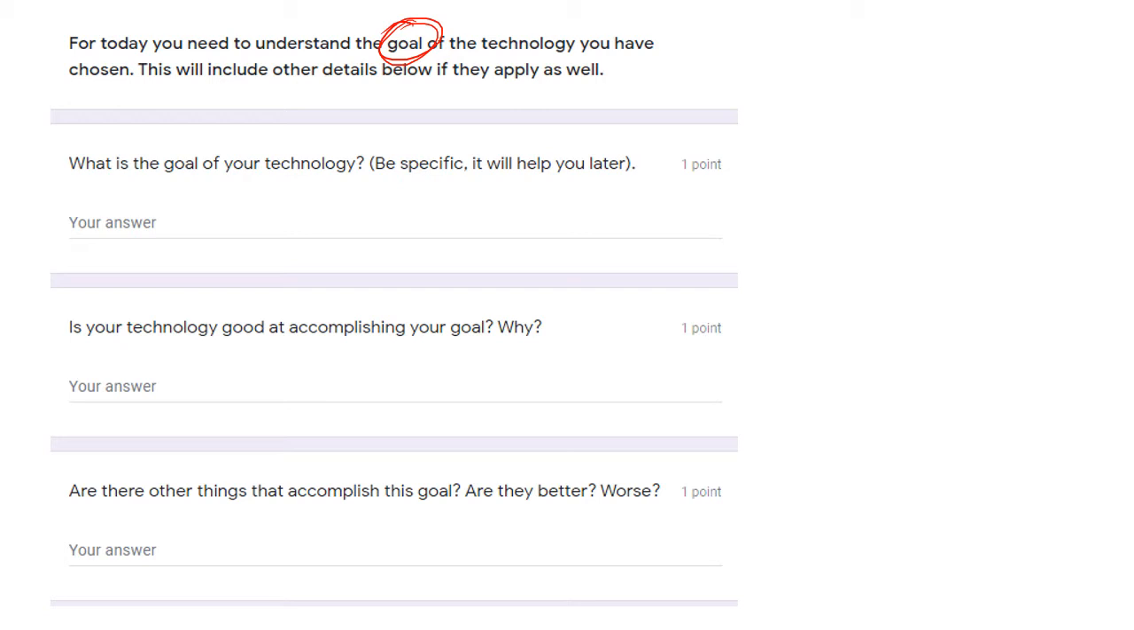You want to be very specific in this. So for example, I'll pick one of my favorite pieces of technology, the hurdy-gurdy. What's the goal? The goal is to make a beautiful sound. Beautiful, continuous sound. Yes, everyone loves that about the hurdy-gurdy.